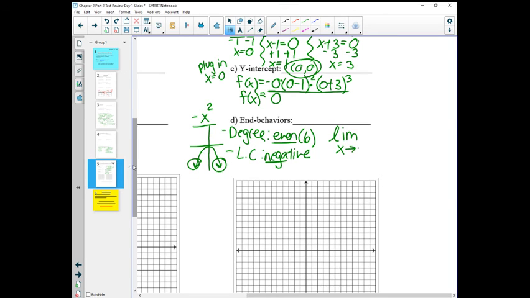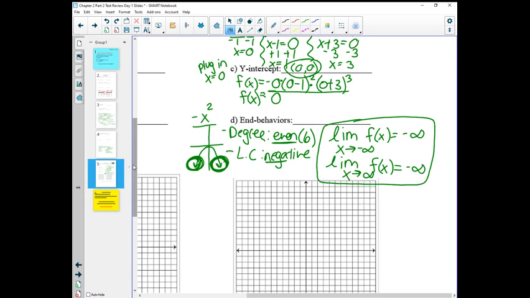The limit as x goes to negative infinity of f of x. On the left side, this graph is going down to negative infinity. And the limit as x goes to positive infinity of f of x. As the function goes to the right, the graph is also going down. So those are our end behaviors.